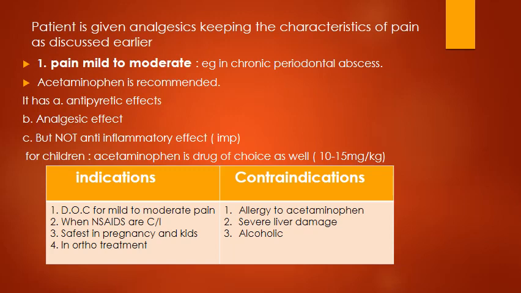And contraindications: the first and foremost contraindication is allergy to acetaminophen itself. If a patient is allergic to acetaminophen, we will not prescribe it to that patient. Now, severe liver damage and alcoholism are relative contraindications. For that, you have to read the case history really well. So these are not absolute contraindications. Just remember this thing.